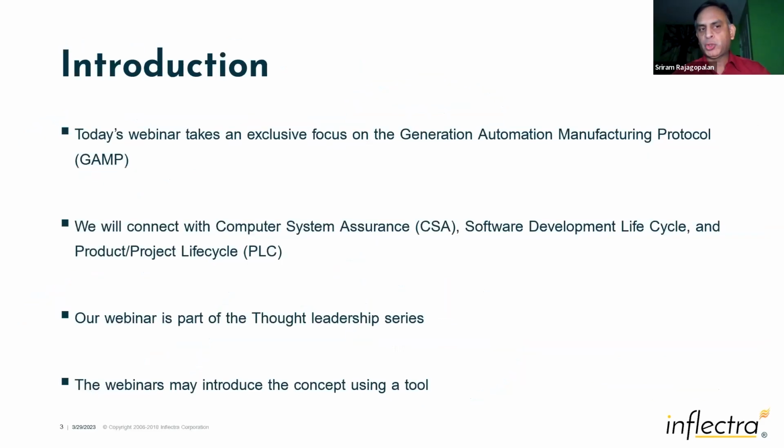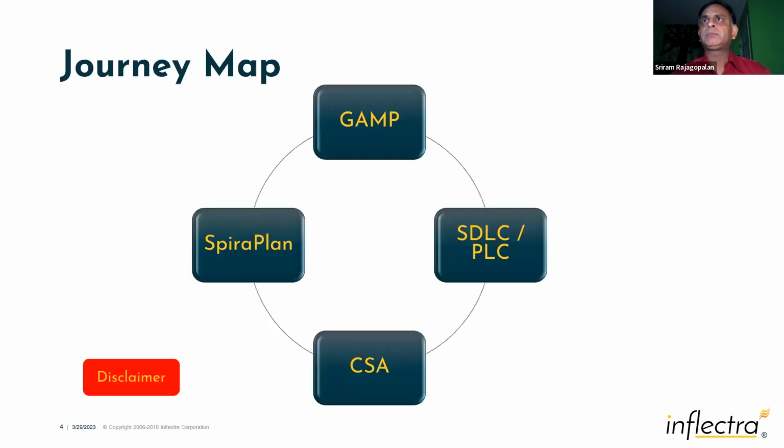So the focus for today's webinar is going to be on general automation manufacturing protocol. And we will connect with some information about computer system assurance, software development lifecycle, project or product lifecycle. It's part of our thought leadership series. And sometimes I introduce a concept using a tool. And today I'm planning to introduce SpiraPlan to demonstrate some of the concepts that we are talking about here as well, time permitting.